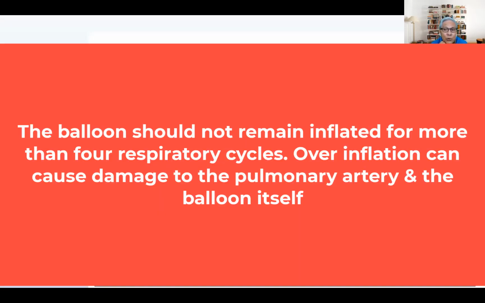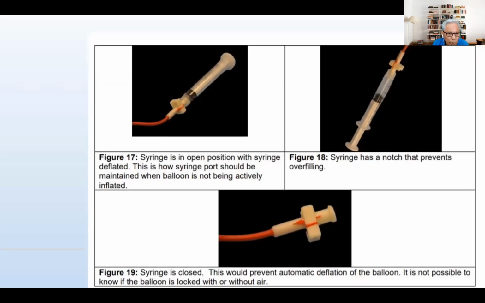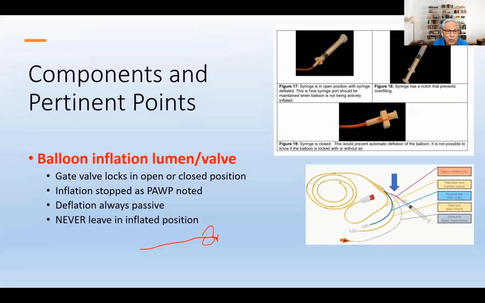And in fact, the balloon should not remain inflated for more than 4 respiratory cycles, and therefore it is imperative that you remember that by inflating it for a longer period of time, you might cause damage or rupture of the pulmonary artery. When we're talking about the pulmonary artery, we're not actually talking about the big artery, but rather a tributary of this artery. So if this is the pulmonary artery, and it now branches into smaller arteries like this, the pulmonary artery catheter is not in here. When you wedge it, it's going to be right over here.